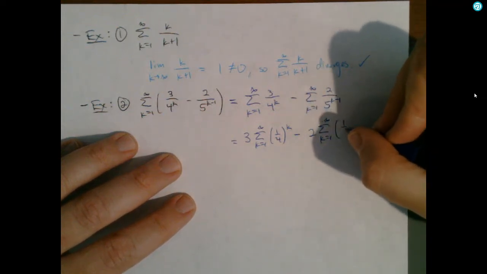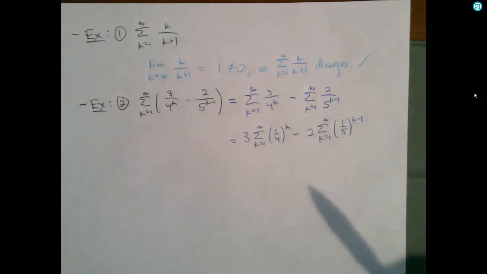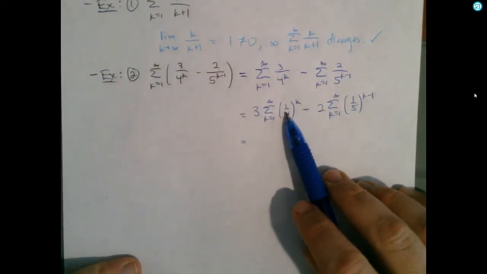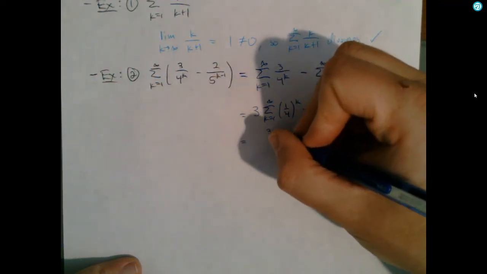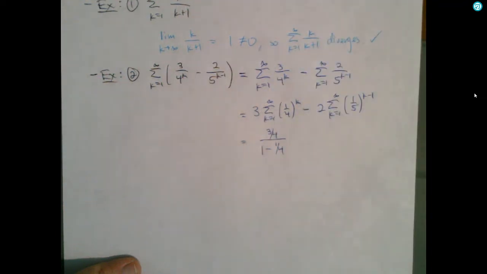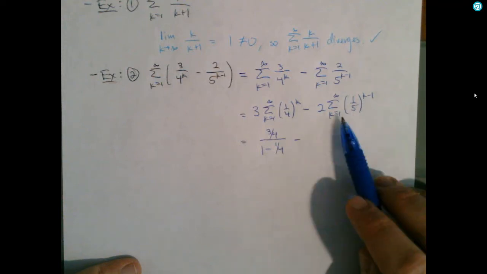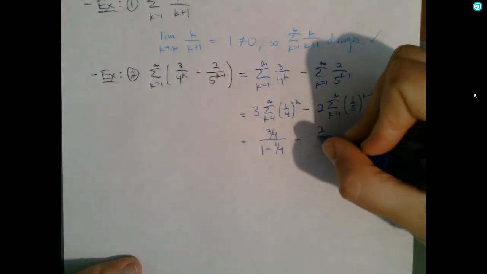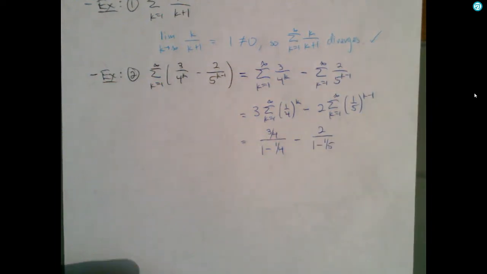And then I've got 1/5 to the k minus 1. Now these are both geometric series, okay? And the first term of this series is going to be 1/4 times 3, so 3/4. So this is going to be 3/4 times a over 1 minus r, right? And for this one, the first term of the series is 1/5 to the 0, which would be 1, times 2. So the first term is 2, so it's going to be a over 1 minus r.